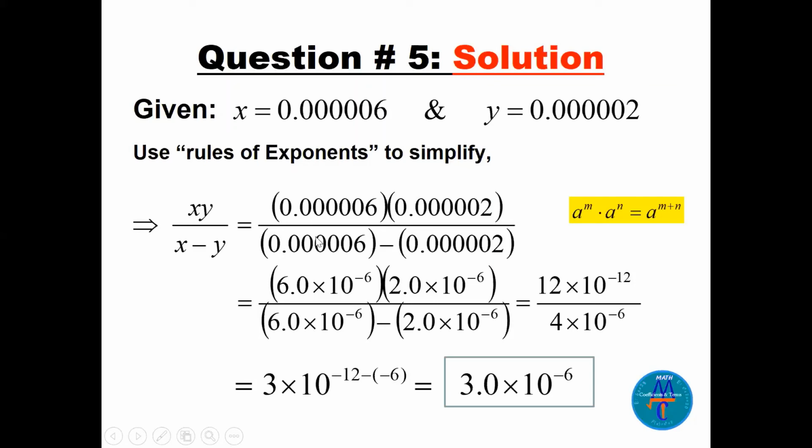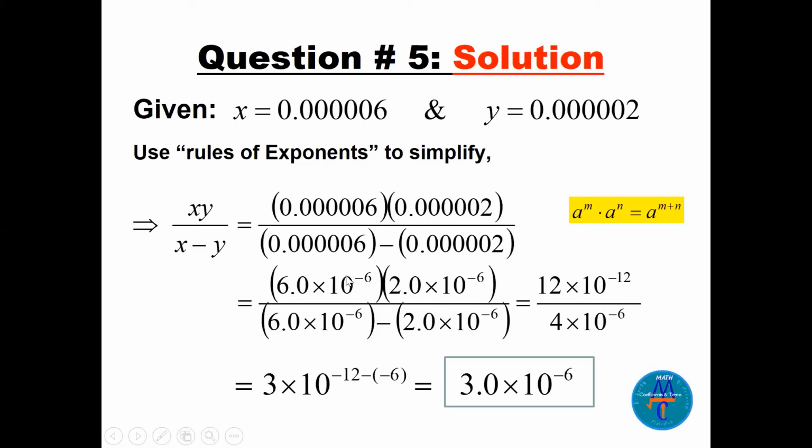Down we subtract. See, here you can subtract directly because we have 6 times 10 to the power minus 6 minus 2 times 10 to the power minus 6. See the same power here. If not the same power, you cannot subtract. So that's 4 times 10 to the power minus 6.